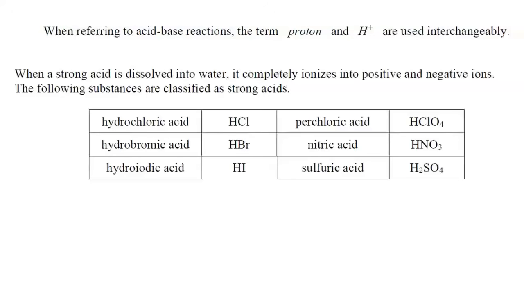In addition to hydrochloric acid, which is HCl, there are other substances that are classified as strong acids. And when a strong acid is dissolved in water, it completely ionizes into positive and negative ions. So other strong acids include hydrobromic acid, HBr, hydroiodic acid, HI, perchloric acid, HClO4, nitric acid, HNO3, and sulfuric acid, H2SO4.